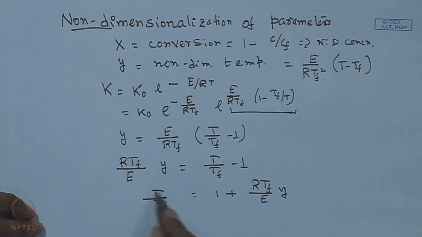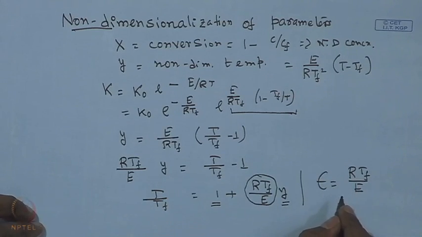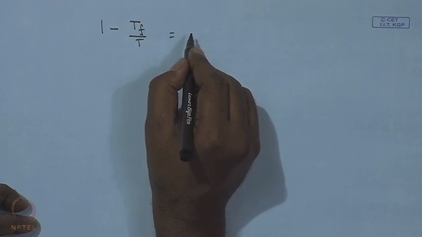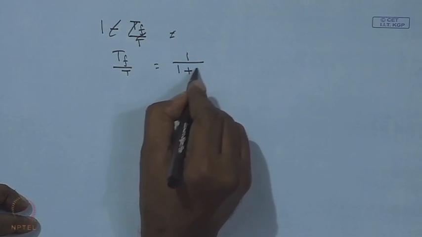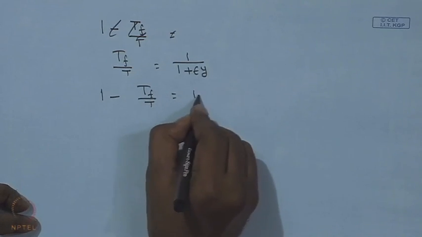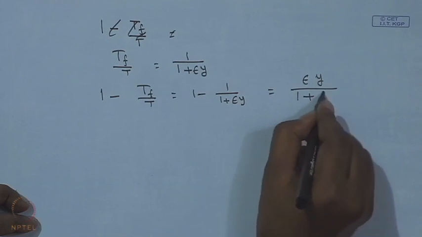So, in this equation the left hand side is completely non-dimensional, and on the right hand side there are two terms, one is completely non-dimensional. In this term y is non-dimensional, that means R Tf by E has to be a non-dimensional number. We call that epsilon. Epsilon is equal to R Tf by E, where E is the activation energy. So, we write 1 minus Tf by T. Tf by T is nothing but 1 over 1 plus epsilon y. So, 1 minus Tf by T will be 1 minus 1 over 1 plus epsilon y, which after simplification becomes epsilon y divided by 1 plus epsilon y.